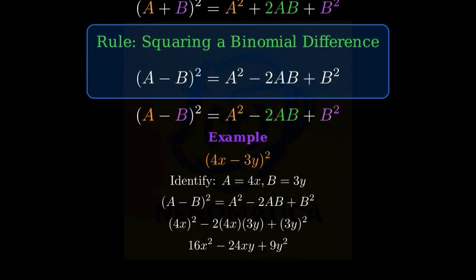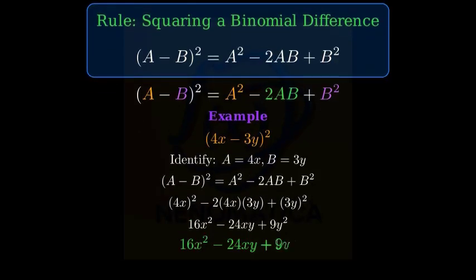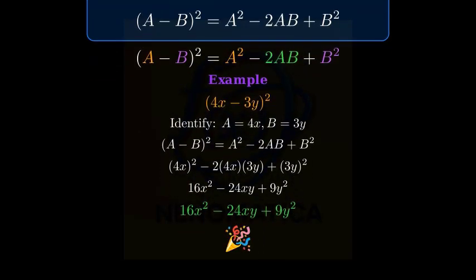When we simplify this, we get (4x) squared is 16x squared. 2ab is negative 24xy. And (3y) squared is 9y squared. So our final answer is 16x squared minus 24xy plus 9y squared.